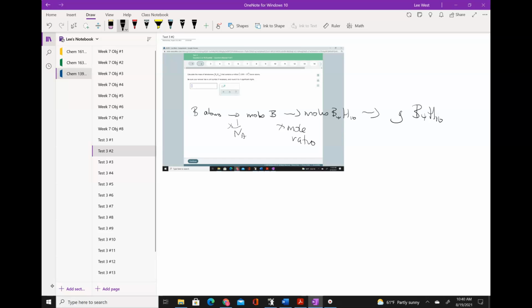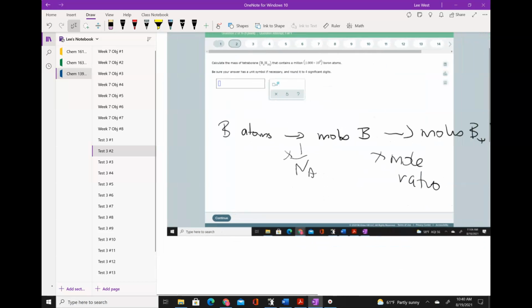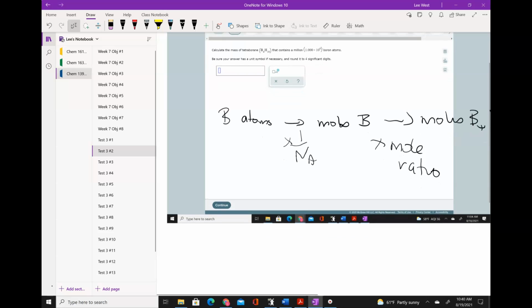And then to go from moles of something to grams of something, we use what we call the molar mass. So let's see how this all works. Now the key thing here is to commit to using dimensional analysis, or otherwise you're going to be in trouble. Our final answer needs to be given to 4 significant figures.